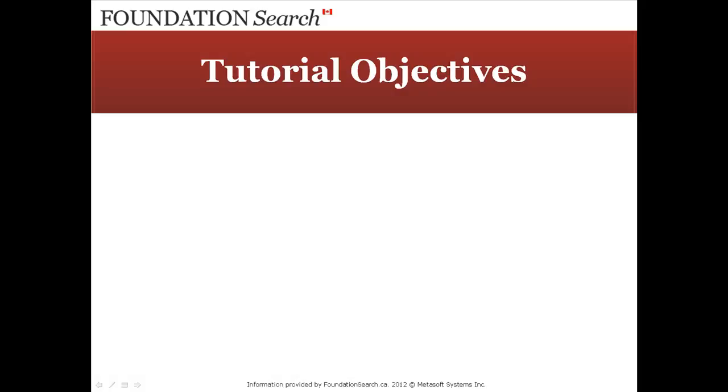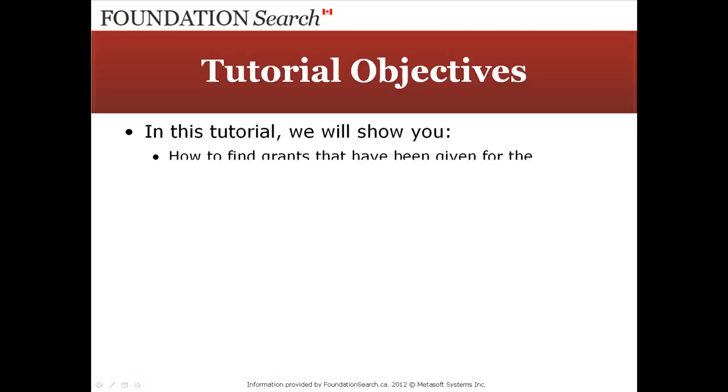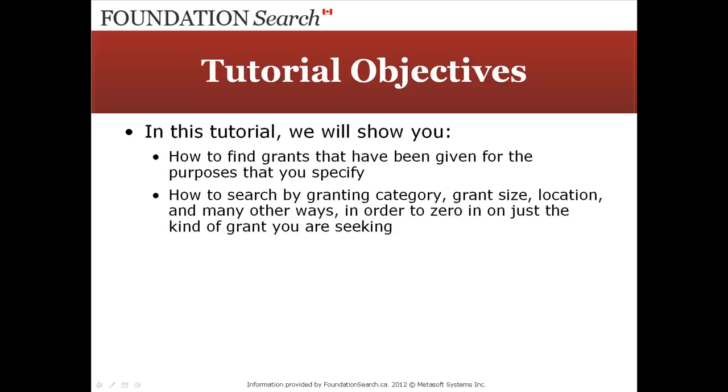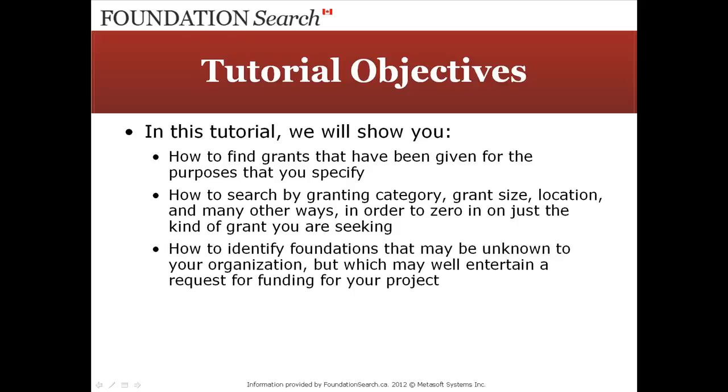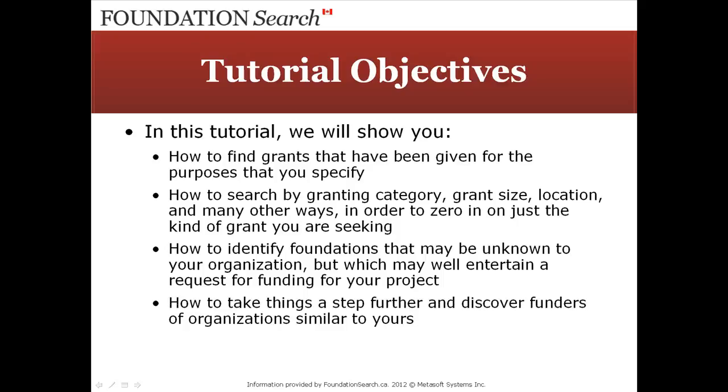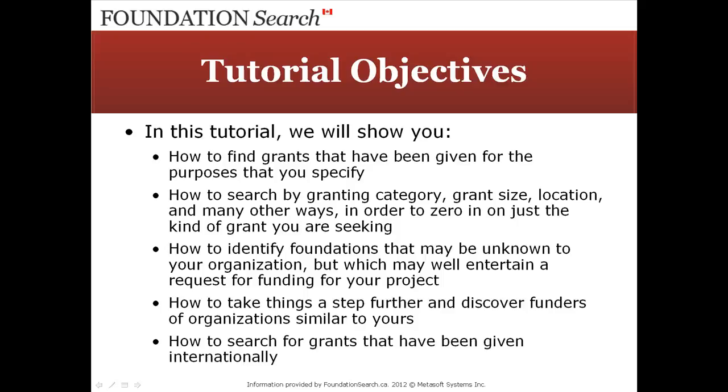Tutorial Objectives. In this tutorial, we will show you how to find grants that have been given for the purposes that you specify, how to search by granting category, grant size, location, and many other ways in order to zero in on just the kind of grant you are seeking, how to identify foundations that may be unknown to your organization, but which may well entertain a request for funding for your project, how to take things a step further and discover funders of organizations similar to yours, and how to search for grants that have been given internationally.